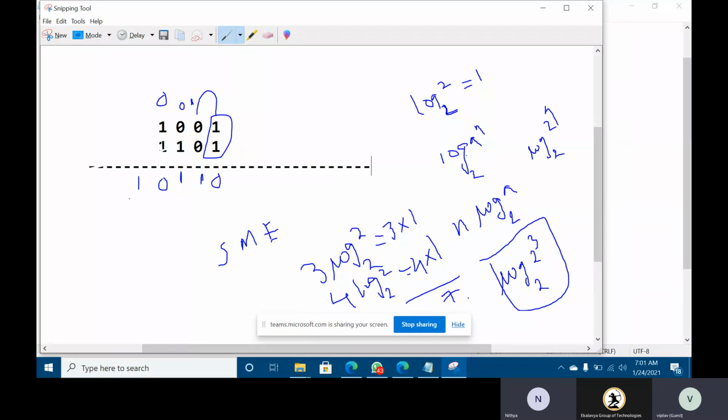Now suppose my numbers are 2 power 3. What is the number here? 2 power 3 is 8. And 2 power 4.